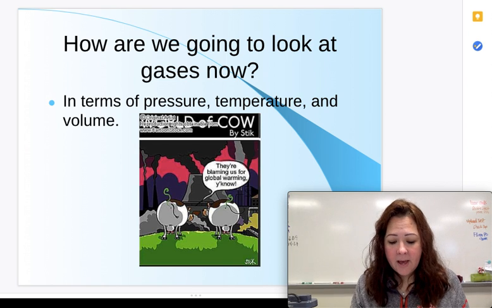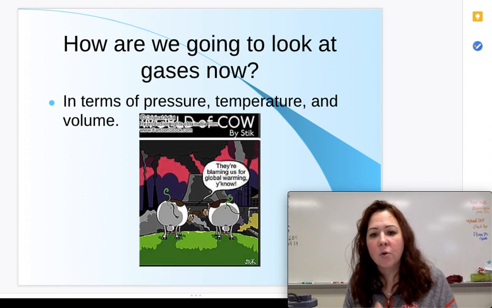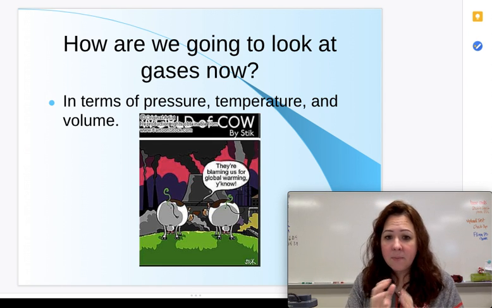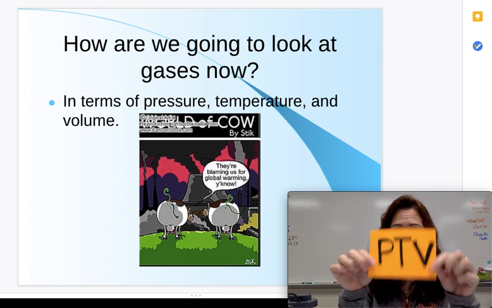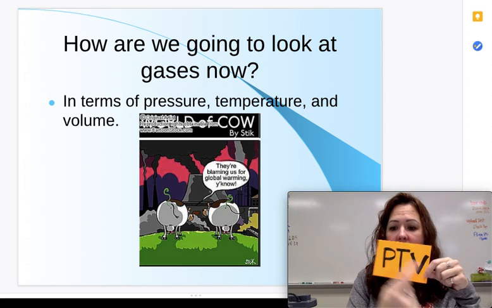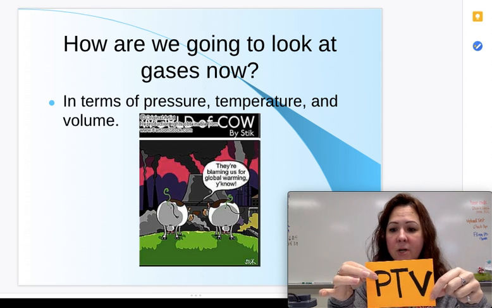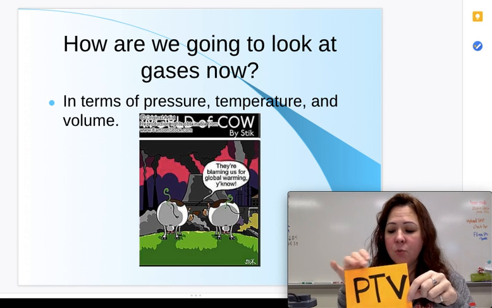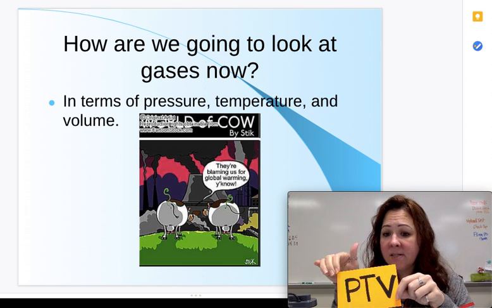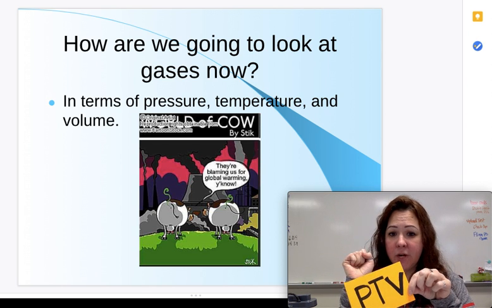And when we look at our gases throughout this unit, we are going to look at the pressure, the temperature, and the volume, and we're going to manipulate those values. In class, we're going to make a little card. So you might want to take a piece of paper and write PTV on it. With this card, P is pressure, T is temperature, and V is volume. We're going to change the pressure, the temperature, and the volume, and we're going to see how the other values react to those changes.